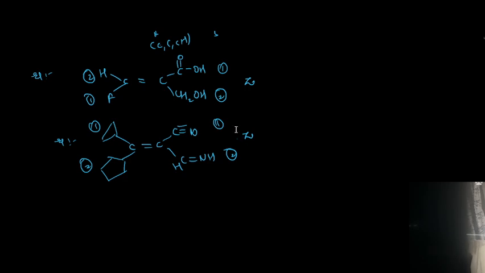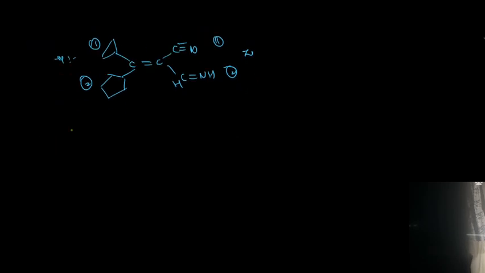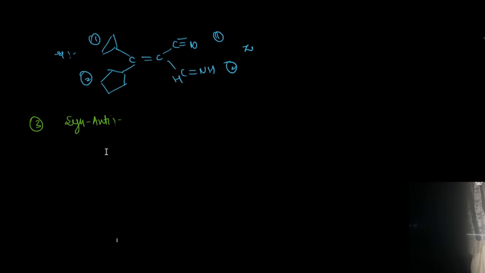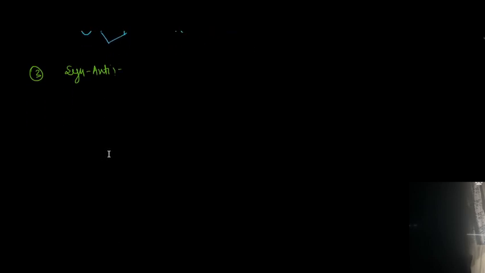Now we're going to talk about third type of geometrical isomer, which is known as syn-anti. This is the third. In the double bond, we're going to talk about first the double bond in which is trans, then we have Ze, then we have syn-anti. So how we form syn-anti?